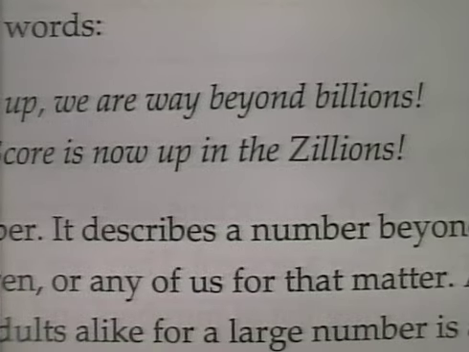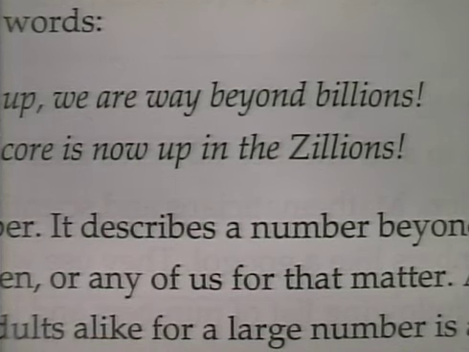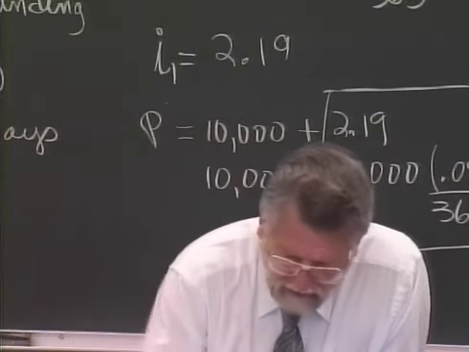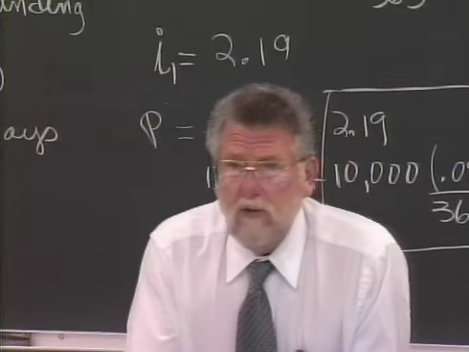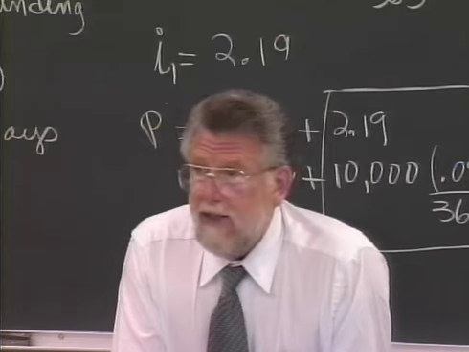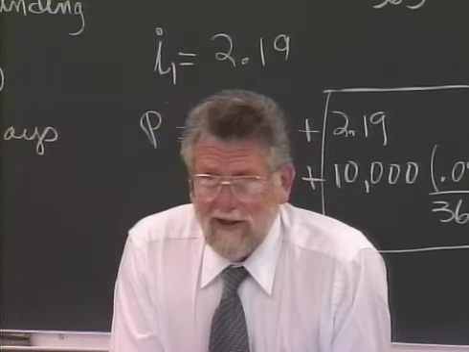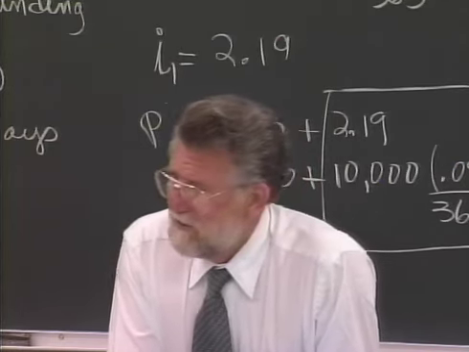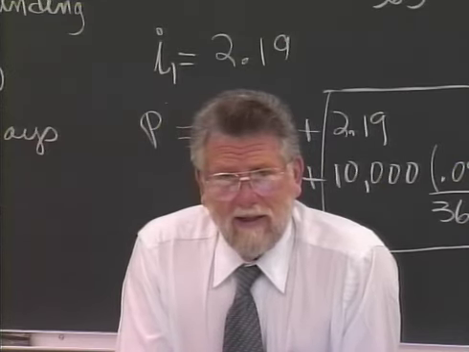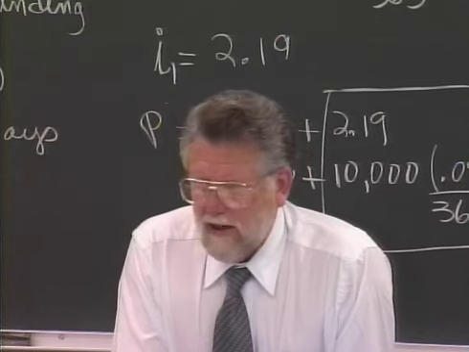We are way beyond billions. Our Who's Asleep score is now up in the zillions. Okay, that was from Dr. Seuss. In the Who's, see, the title is The Sleep Book, and it's Who's Asleep score. Now that book, by the way, was written in 1962, and I think is still available to be read to kids 40-some years later. Dr. Seuss, The Cat in the Hat, Green Eggs and Ham.